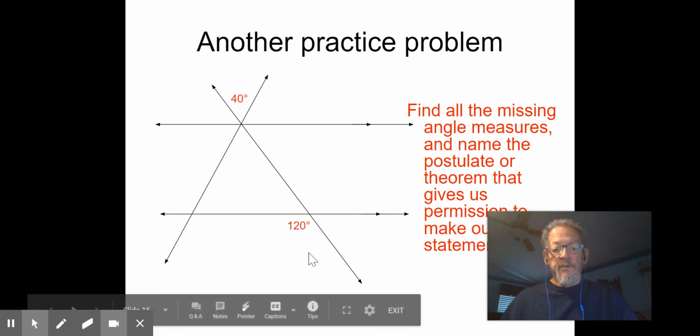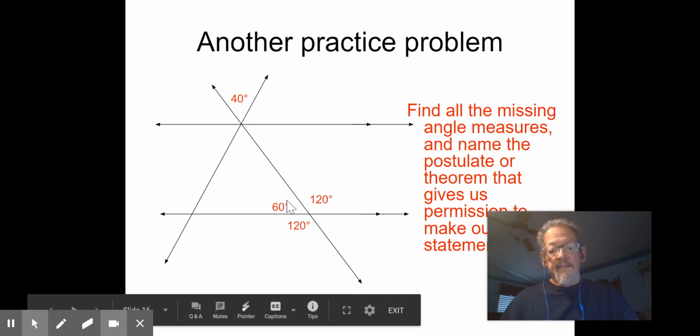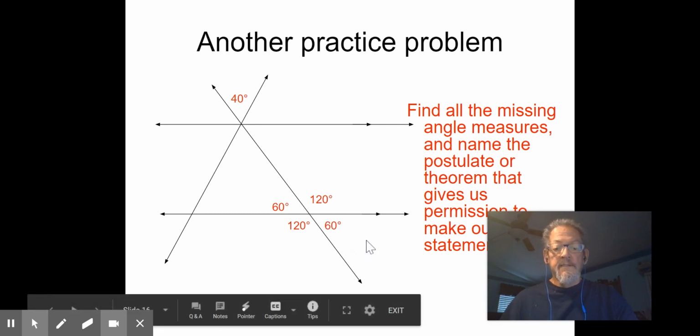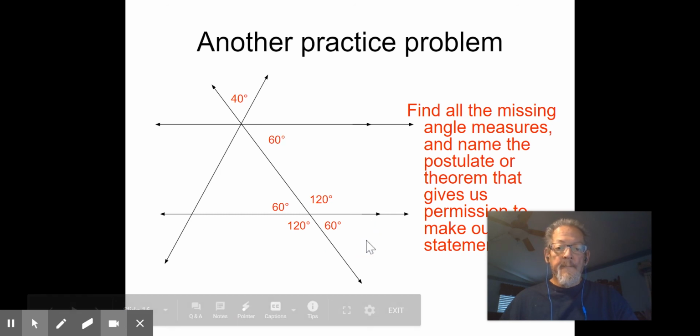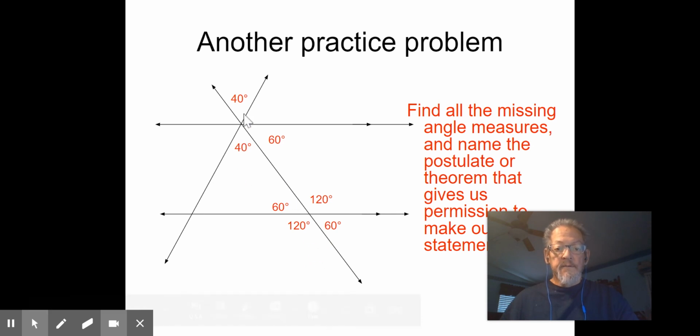So this is 40, this is 120. So this alternate one here, this would be 120 also. This would be 40. And since these are supplementary, that would have to be 60. So the vertical angle here would have to be 60. And since these are alternate interior angles, these are congruent. Vertical angles, 40.